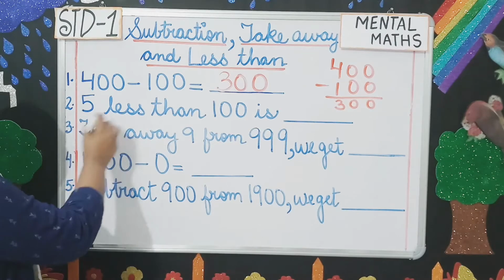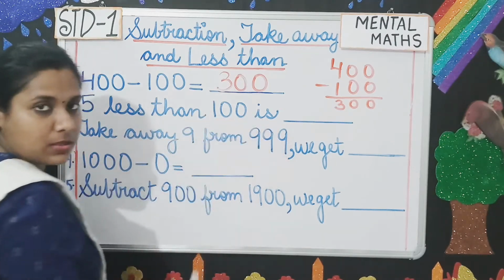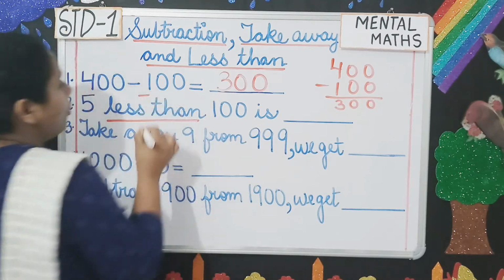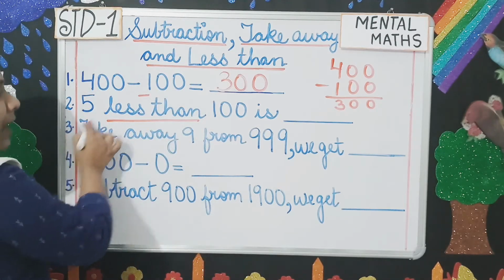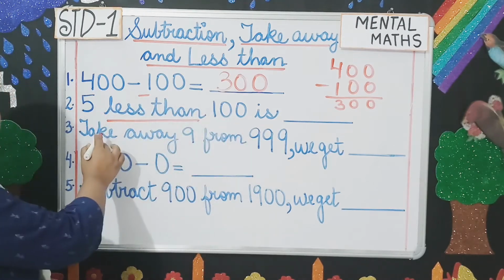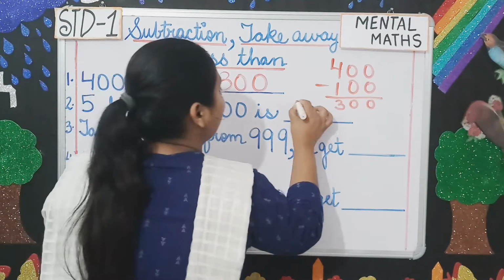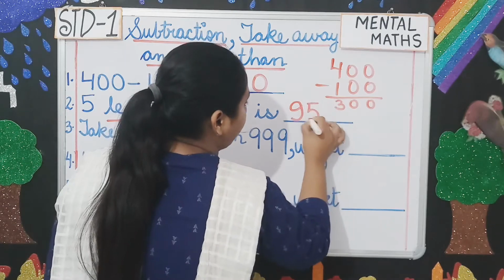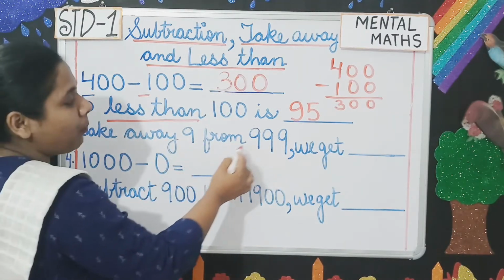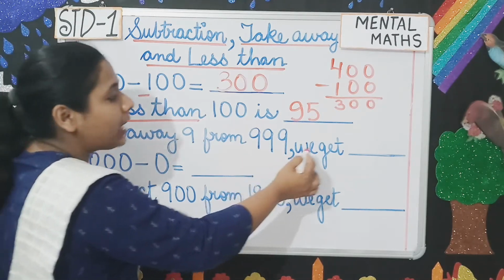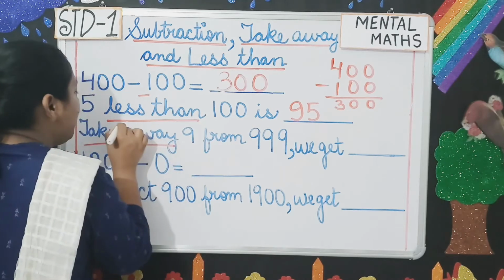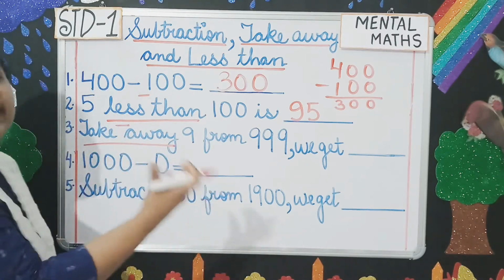Number 2. 5 less than 100 is. Now less than means you have to subtract 5 from 100. So you will do 100 minus 5, which is 95. Next, take away 9 from 999 we get. Take away. This also means minus. Taking away.